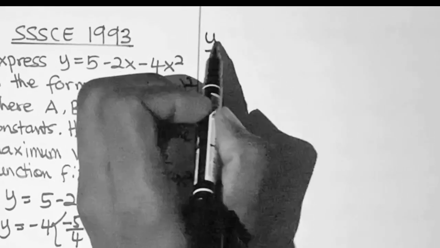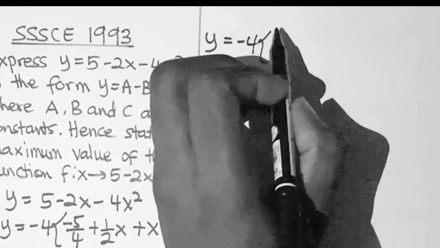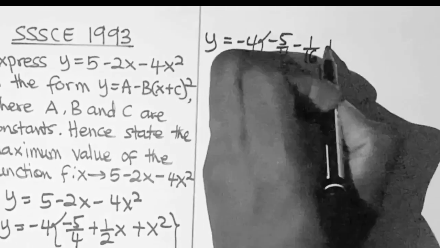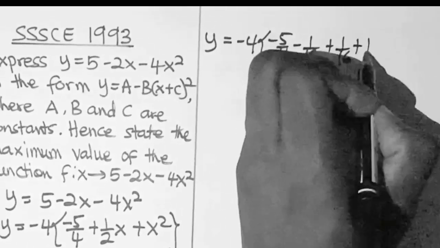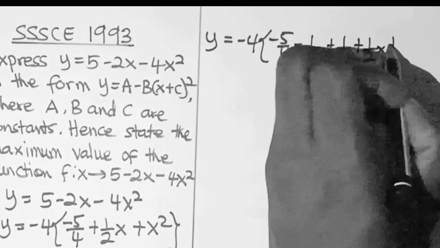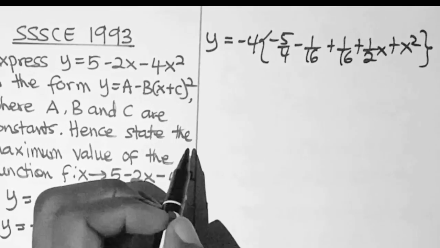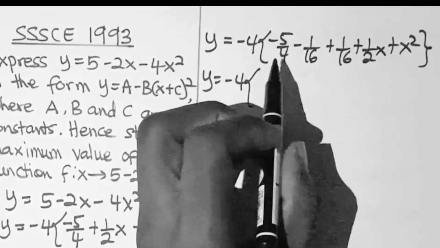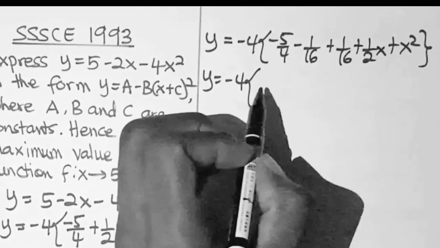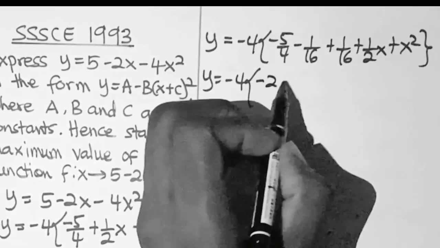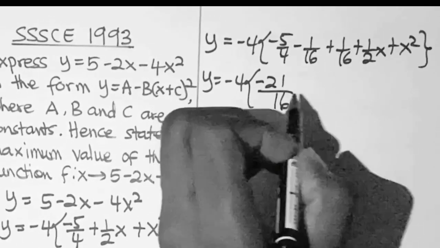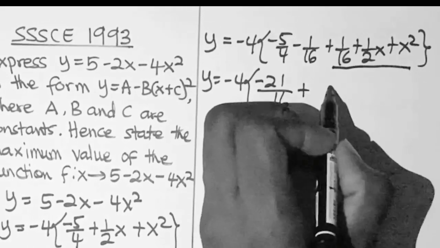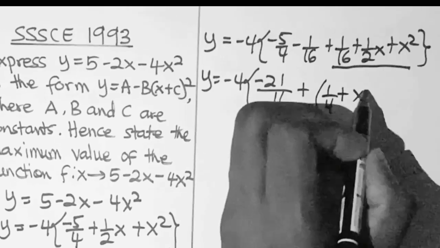Now let me repeat it here. So y is equal to minus 4 times minus 5 over 4 minus 1 over 16 plus 1 over 16 plus 1 over 2 x plus x squared. So now y is equal to minus 4. Now minus 5 over 4 minus 1 over 16 is minus 21 over 16. Then plus all of this becomes (1 over 4 plus x) all squared.